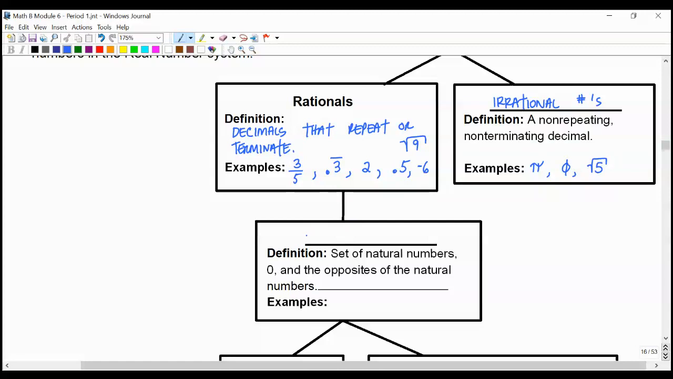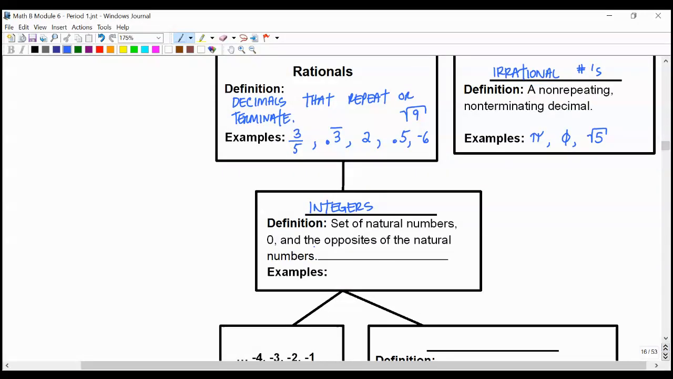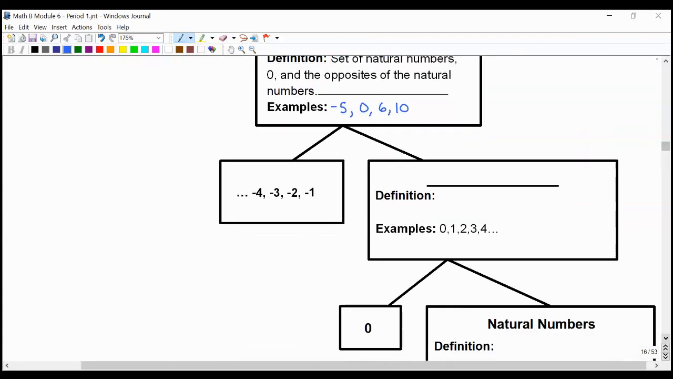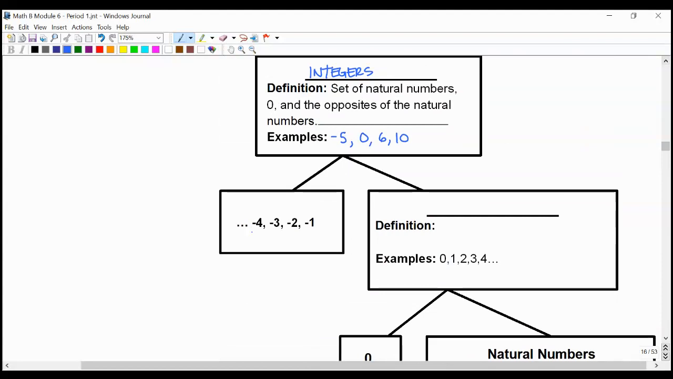The next category below that is integers. These were natural numbers, 0 and the opposite of natural numbers. Examples would be -5, 0, 6, 10. You can add any other ones you want to. By the way, I'm not sure what this blank is. Okay. And then here's actually an example of some.